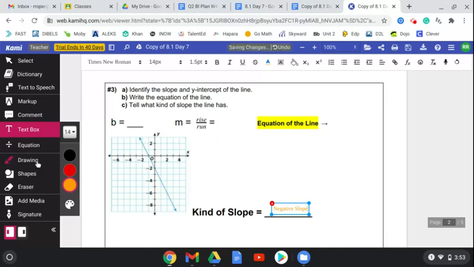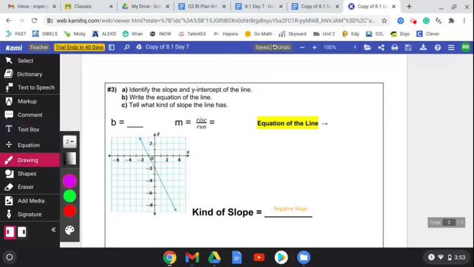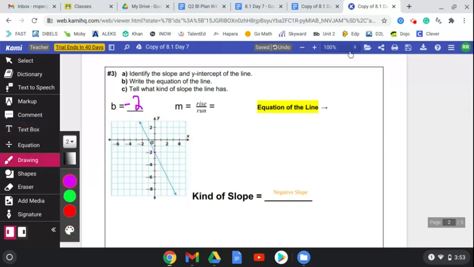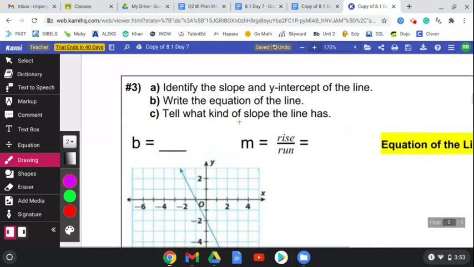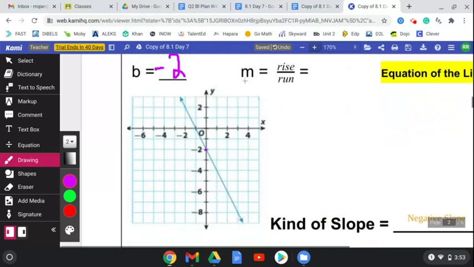Let's first identify b. Where does the line cross the y-axis? The y-axis is the up and down axis. It crosses right there. Right there is negative 2. So our b is negative 2. Okay. Now we're going to find some grid lines here. If I need to, I can click the plus sign to zoom in to see more closely. Okay. The b was right there, negative 2.